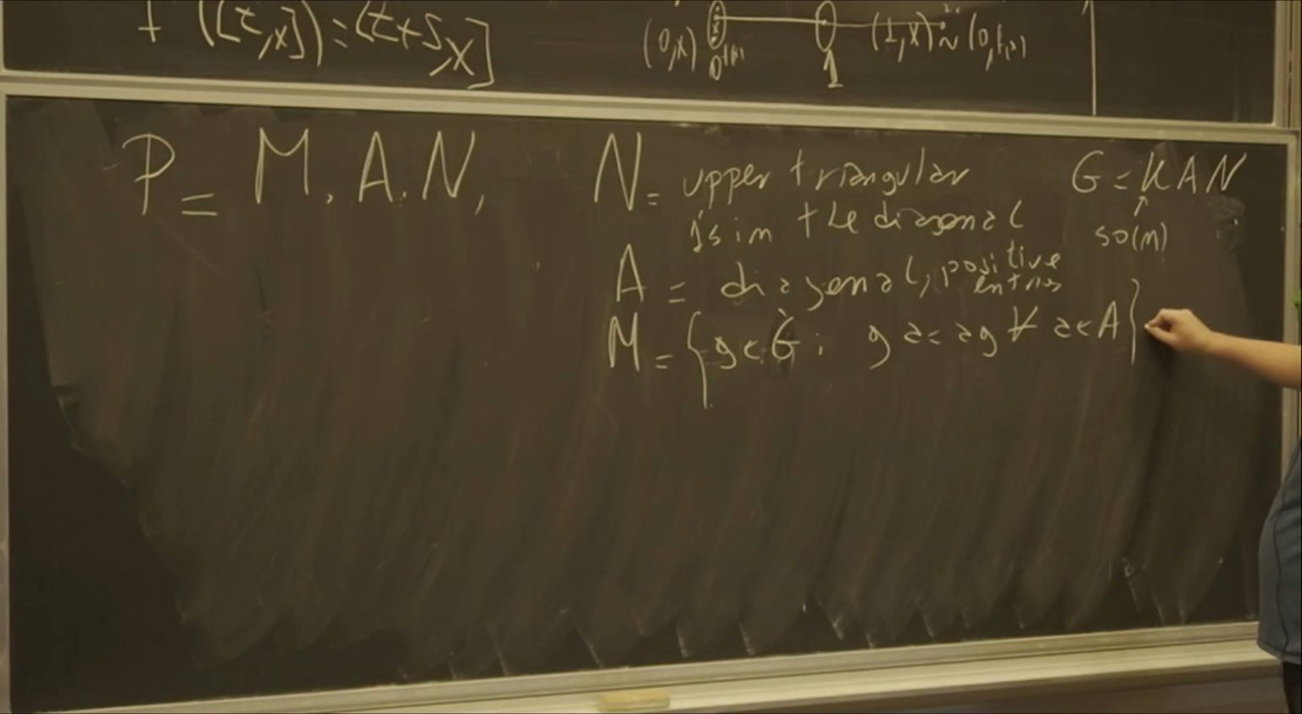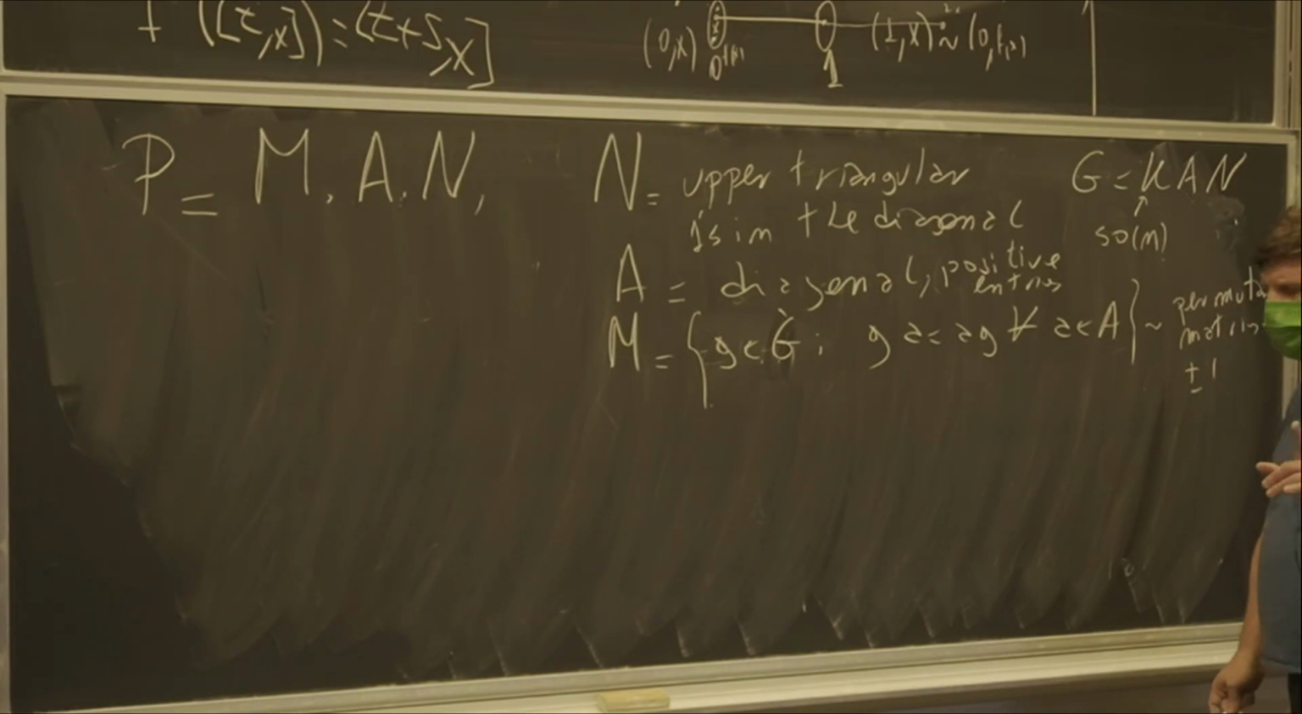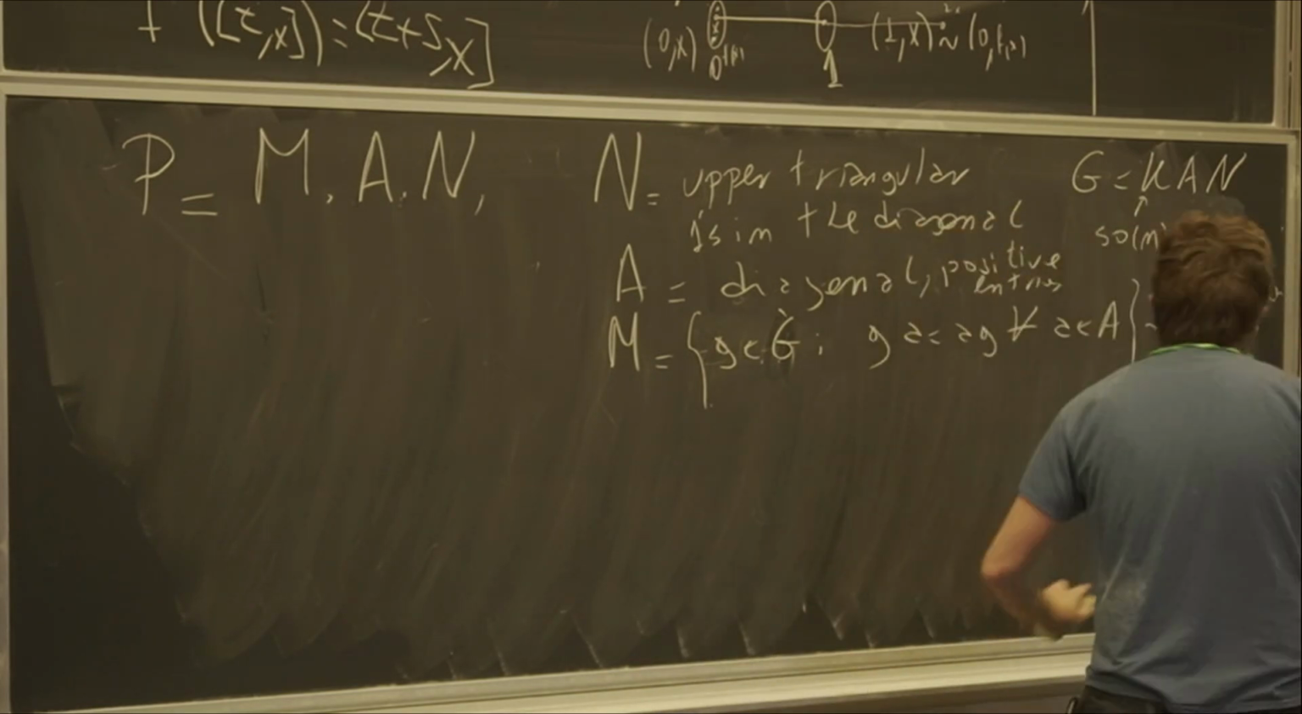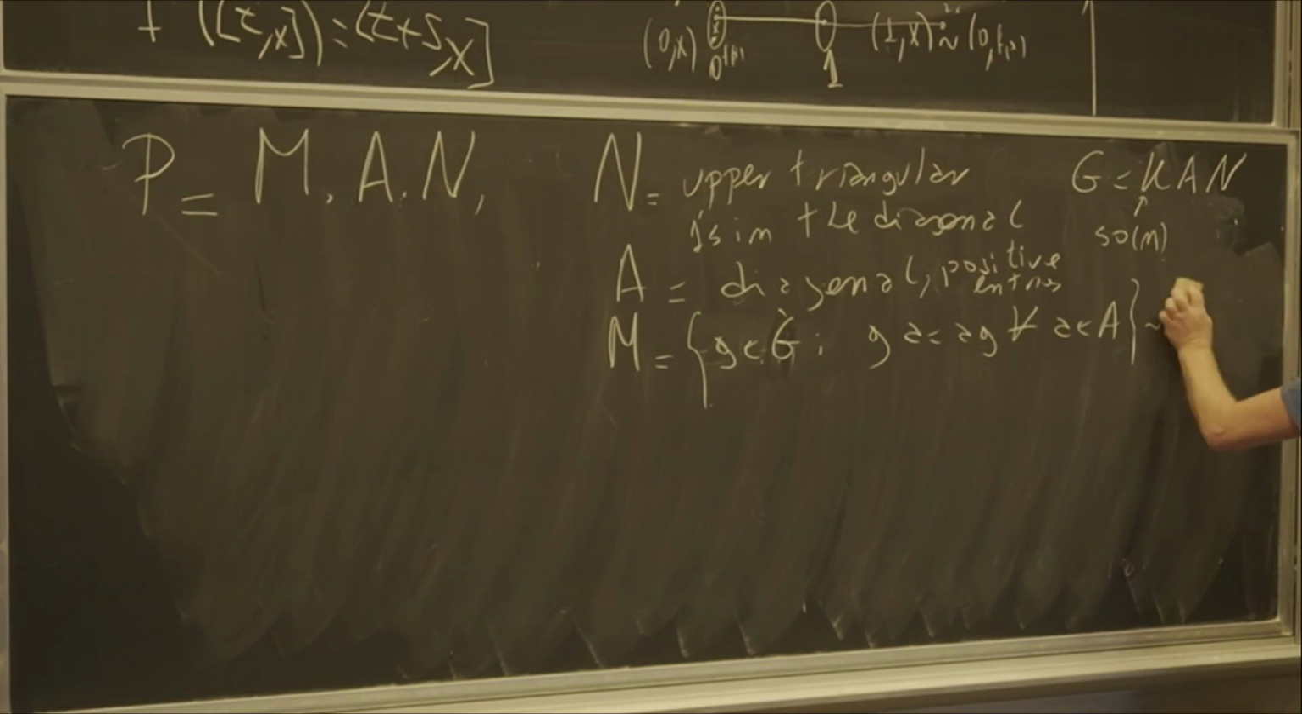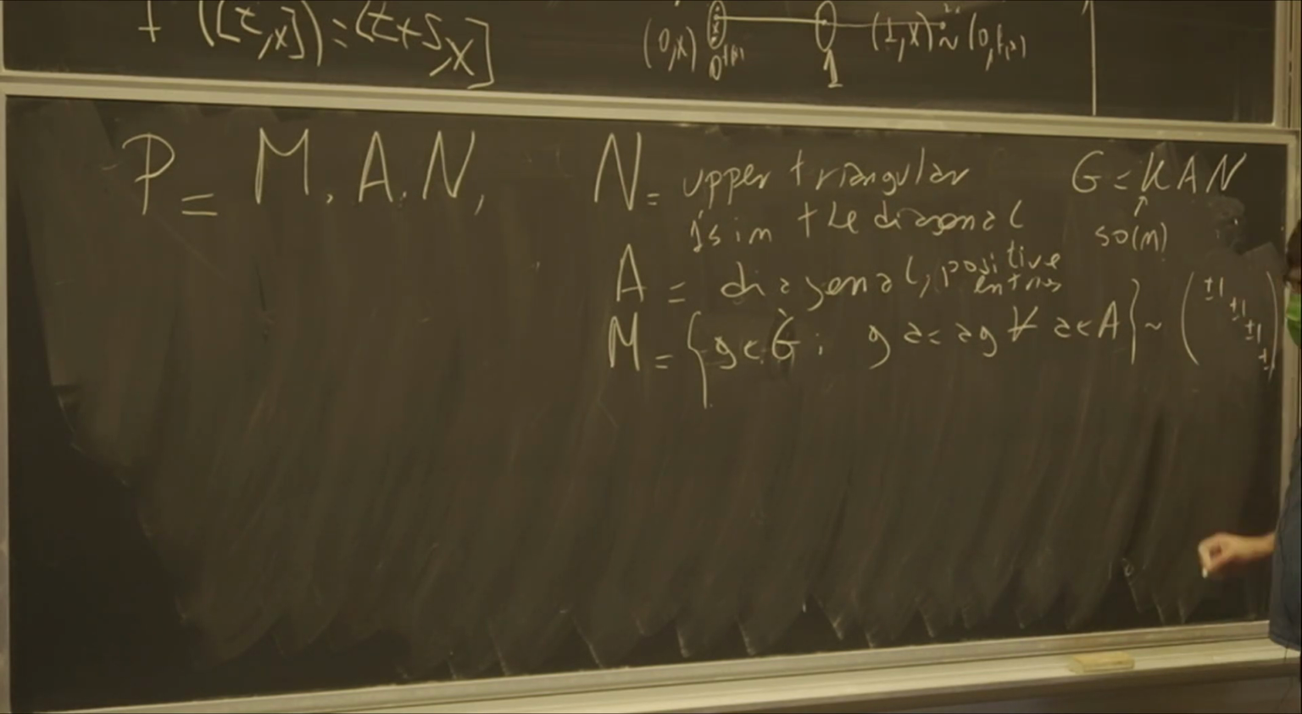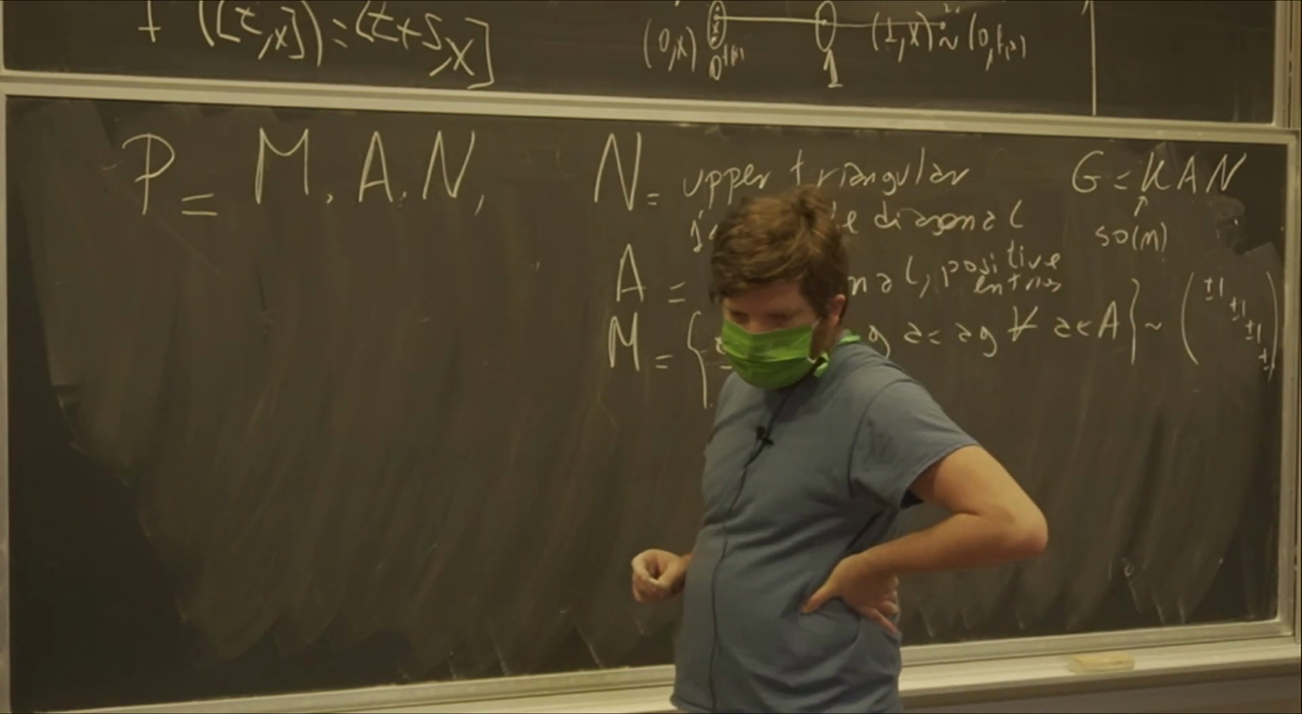Now this M is essentially permutation matrices with plus minus ones. Wait, no, not permutation. It's the plus minus one matrices. Oh, reflections, yes. Yes, exactly. It's all possible combinations of plus and minus one.